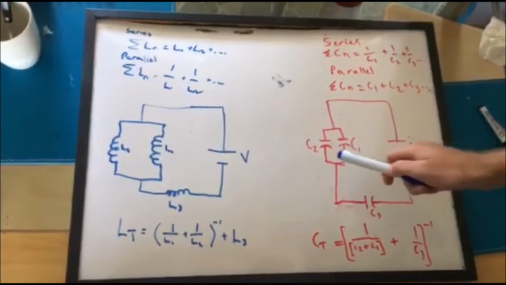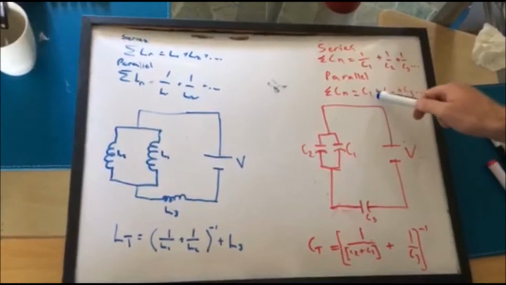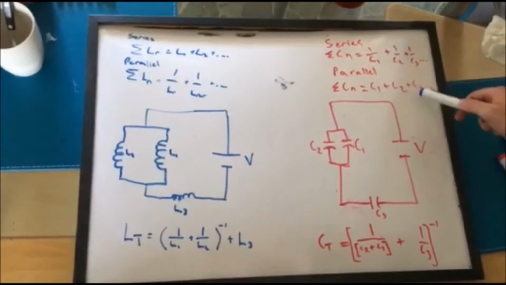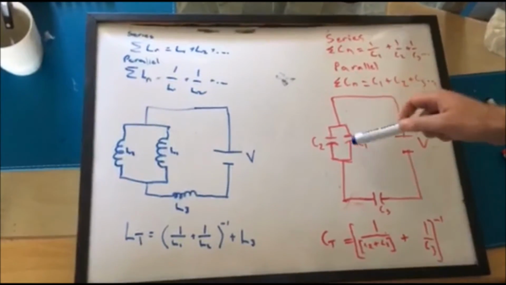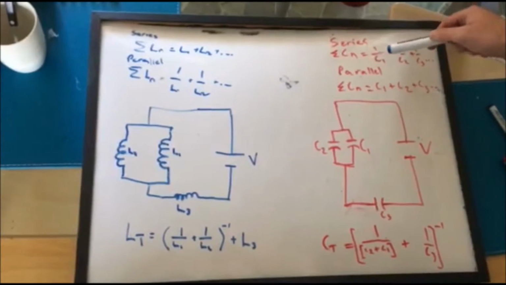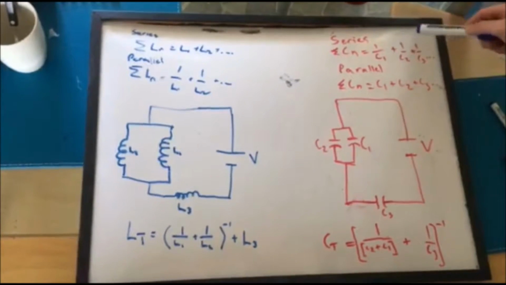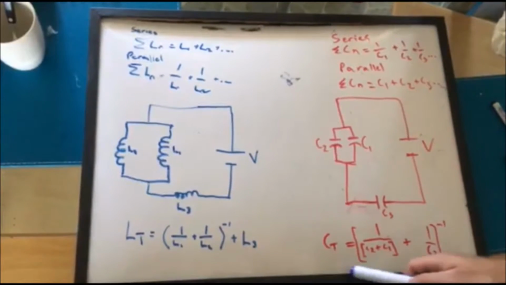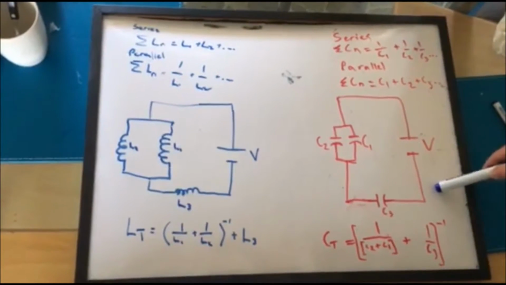So these two capacitance values add normally, so C1 plus C2 plus C3, and then the value that's received there, we then add to this last value via 1 over the value. So 1 over C1 plus 1 over C2 plus 1 over C3 to give us this final equation down here.